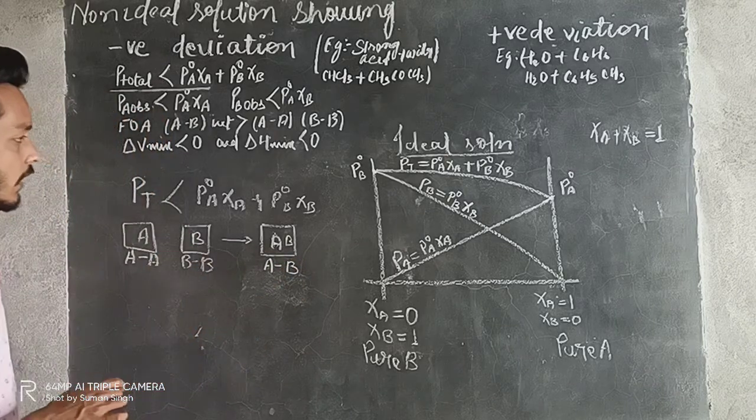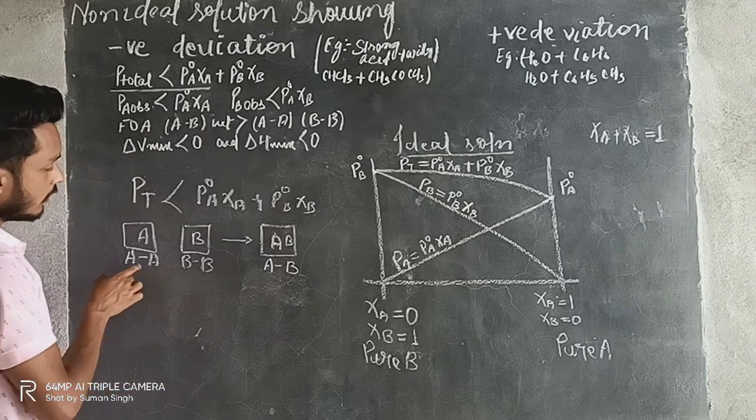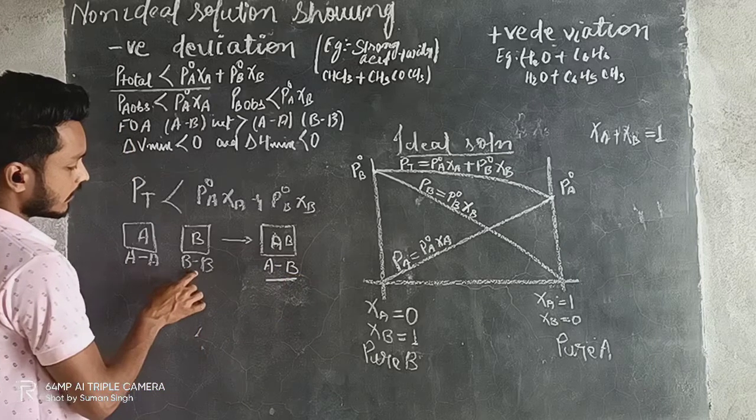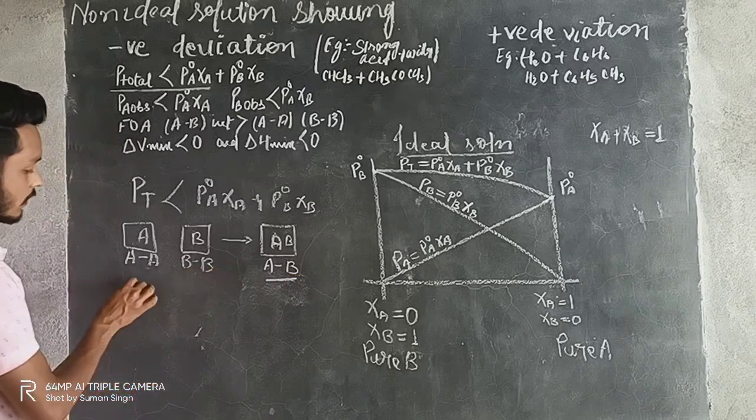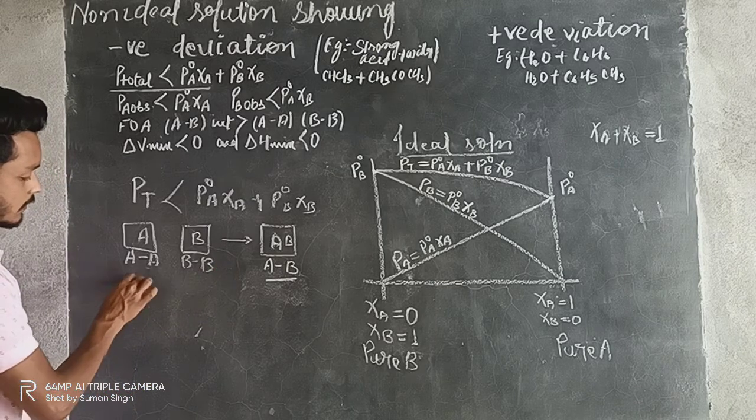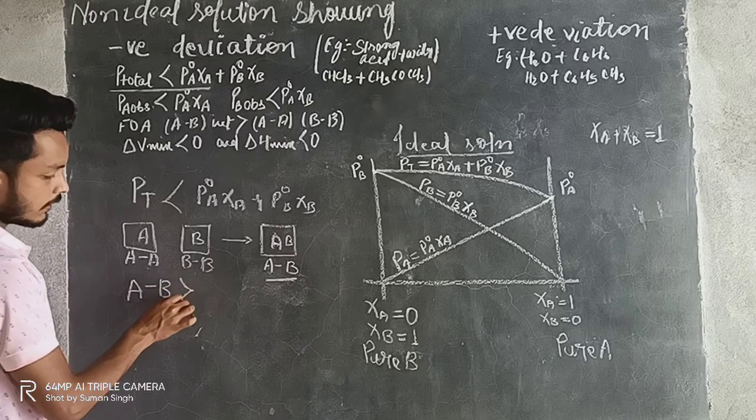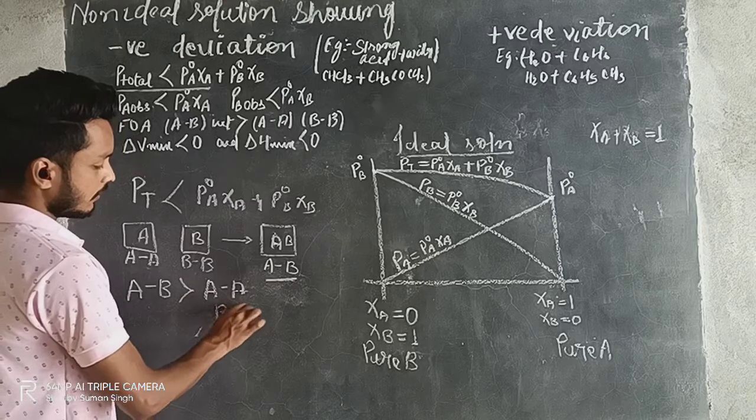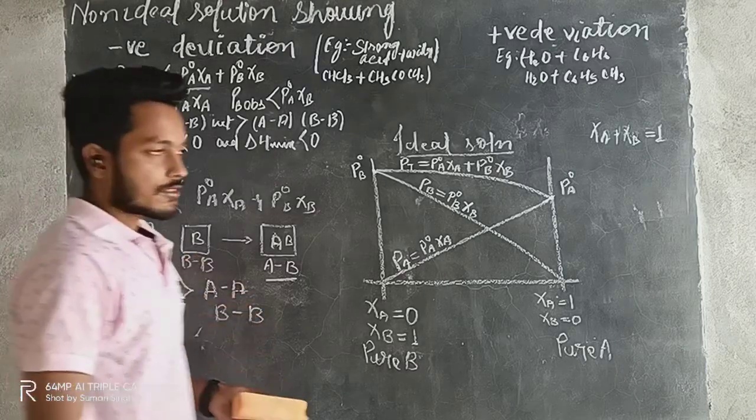So what we have seen in a non-ideal solution showing negative deviation is that the AB interaction is greater than the AA interaction as well as the BB interaction. I hope you are understanding this.